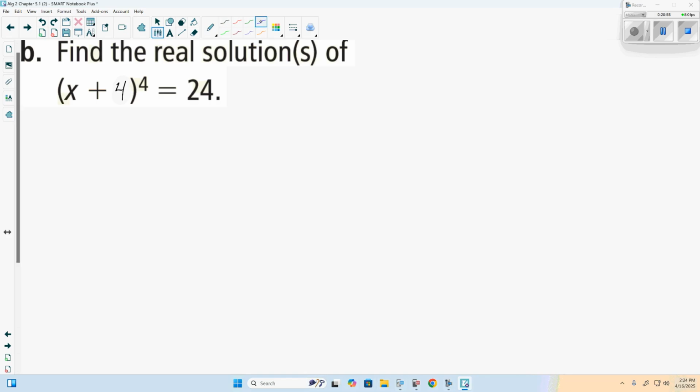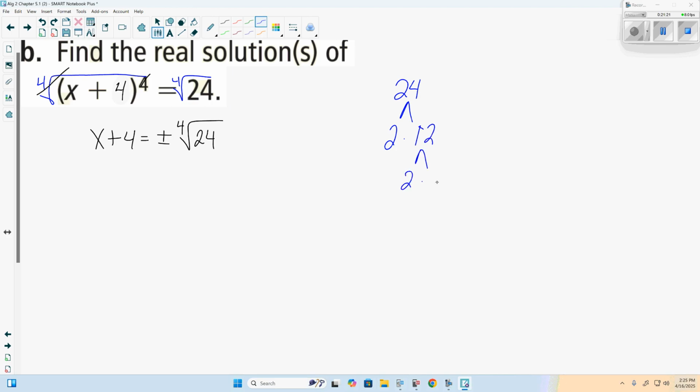So is this by itself? Yes. Yeah. We can take the 4 through to both sides. x plus 4 is equal to plus or minus the fourth root of 24. Now, I'm going to do the factor tree again because it's 2 times 12. 12 is 2 times 6. 6 is 2 times 3. So this would be 2 to the third times 3.